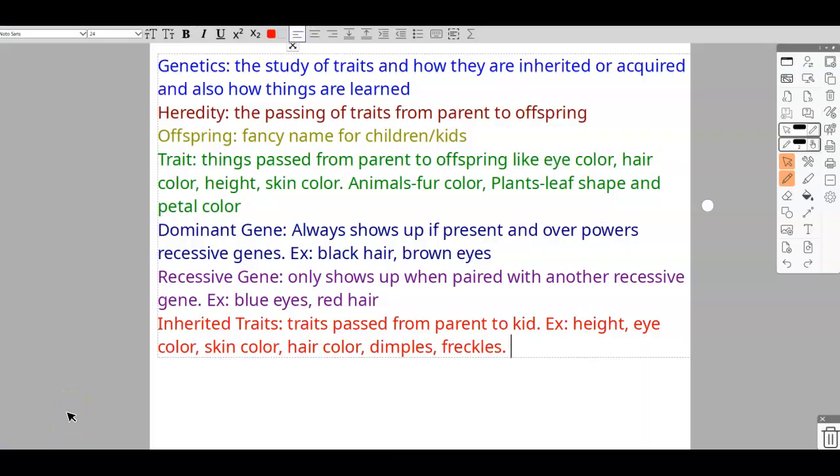So again, inherited traits. Please put that away, whatever you're looking at, because it's not what we're doing right now. Matter of fact, just shut your Chromebook.